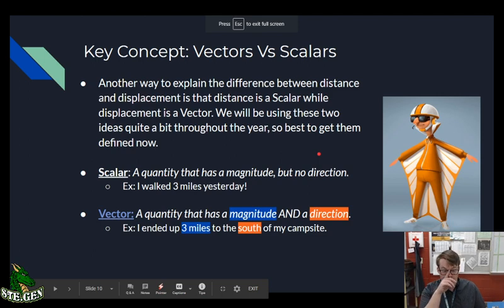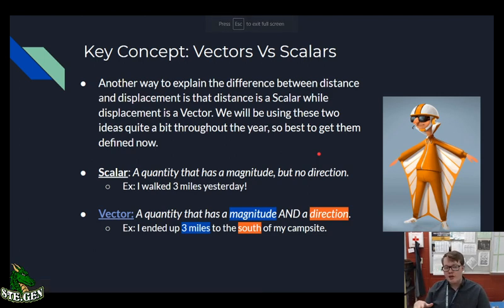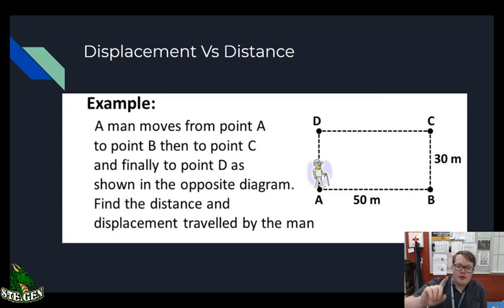So, for example, instead of just saying I walked 3 miles, you say I ended up 3 miles south of my campsite. 3 miles is the magnitude, south is the direction. If we go back to distance, it doesn't care. It follows the journey, but it just tells you a magnitude, a distance. Whereas at the end of it, going back here, the distance of 130 for this trip right here doesn't have a direction.